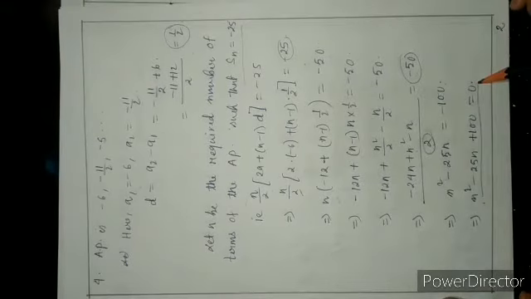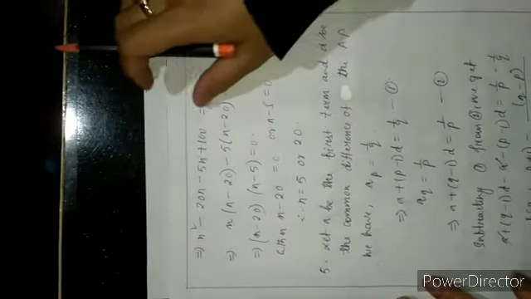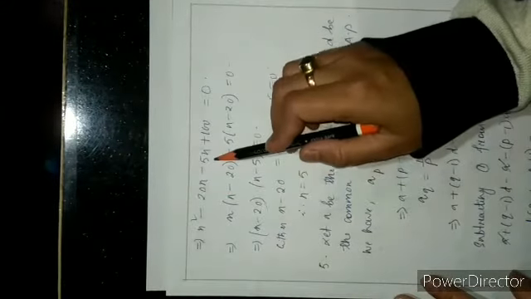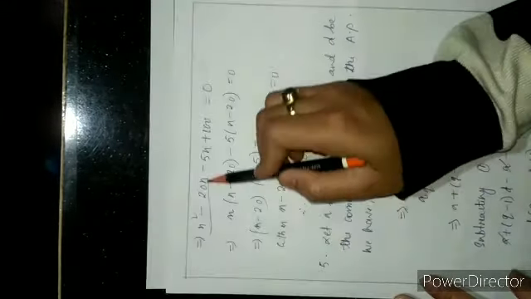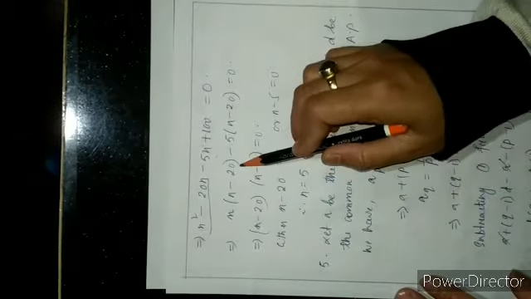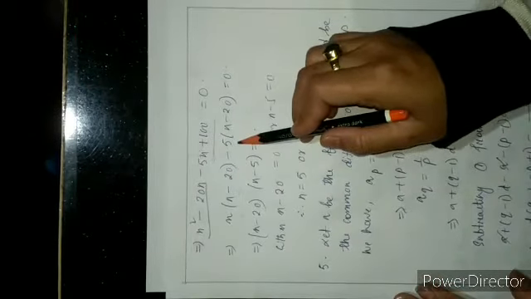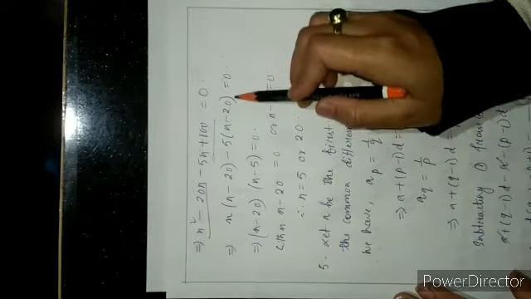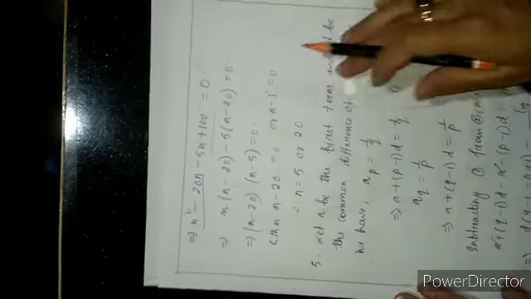Which is a quadratic equation in n, and we need to find the values of n using the splitting method. Two numbers whose product is 100 and sum is minus 25: the two numbers are minus 20 and minus 5. So n square minus 20n minus 5n plus 100. From the first two terms take n common, n minus 20, and from the last two terms take minus 5 common, n minus 20 is equal to 0.